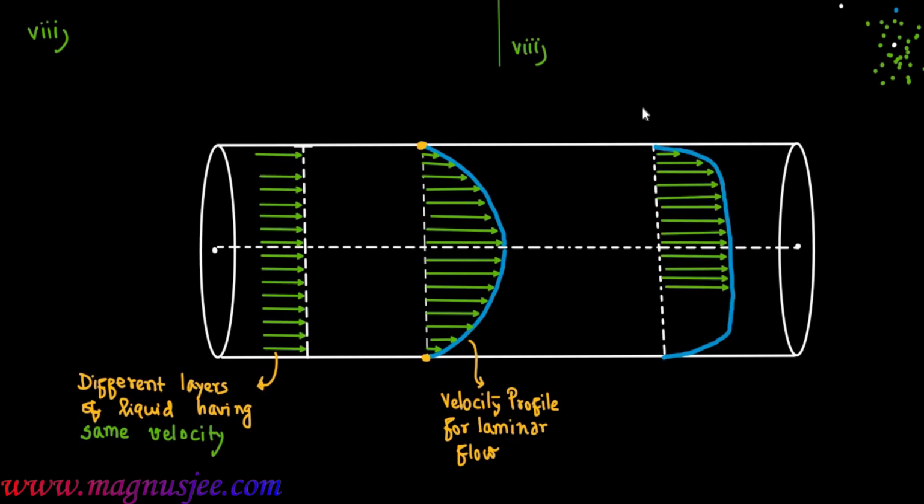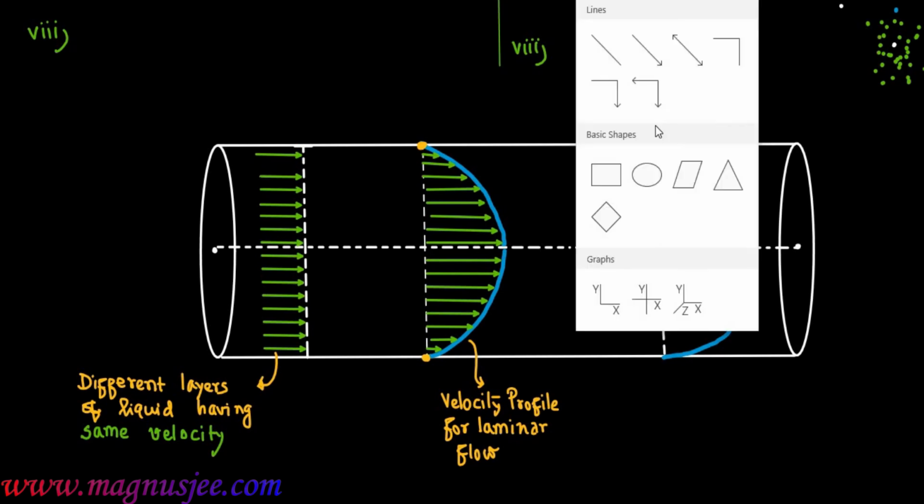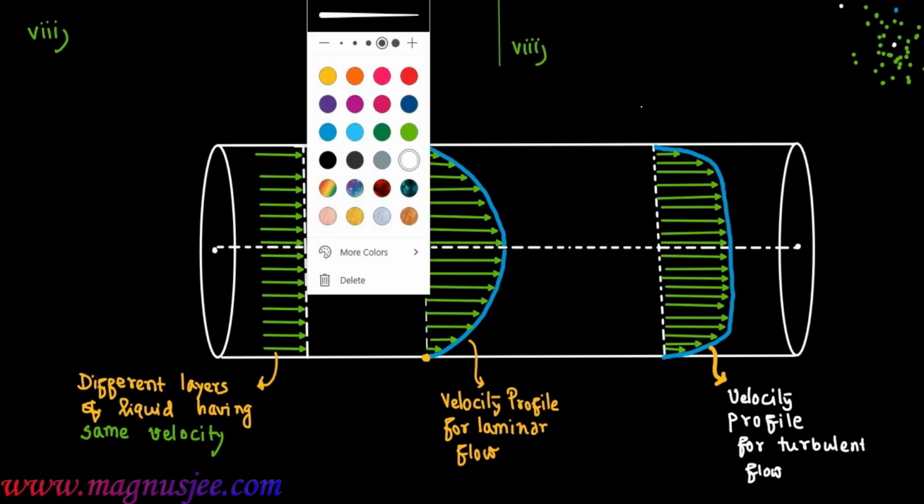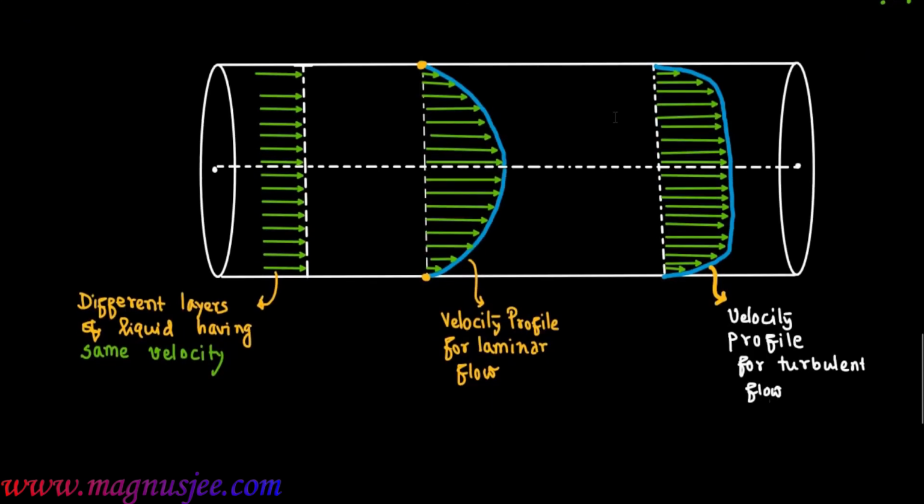In turbulent flow, the different layers of liquid will be flowing towards the right having different velocities. The velocity of the layer near the wall of the tube will be 0, and this sky colored curved line is the velocity profile of liquid for turbulent flow. In this way, we can compare the velocity profile of liquid for streamline or laminar flow and turbulent flow.